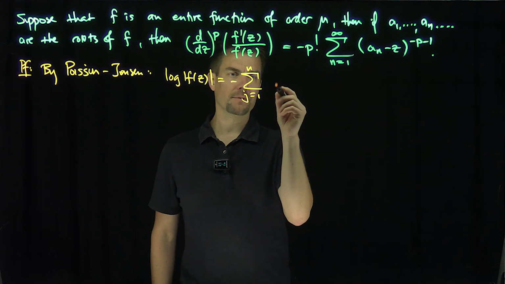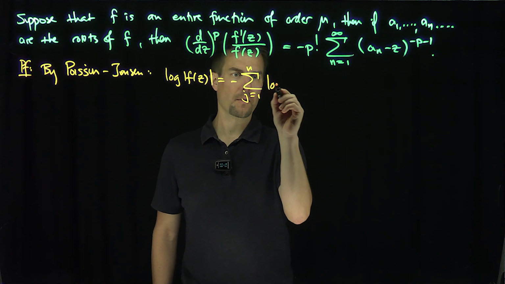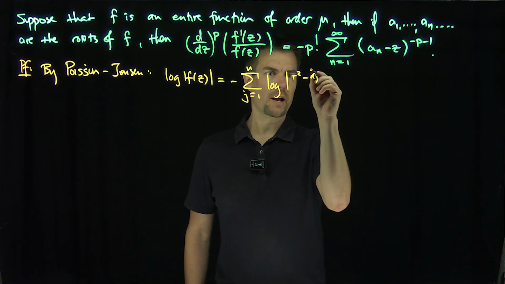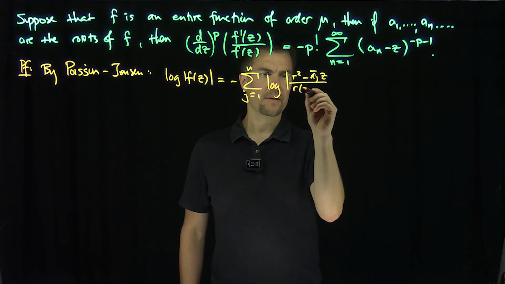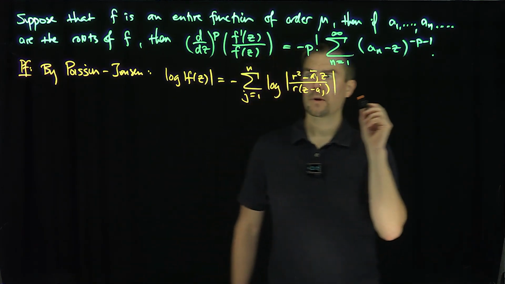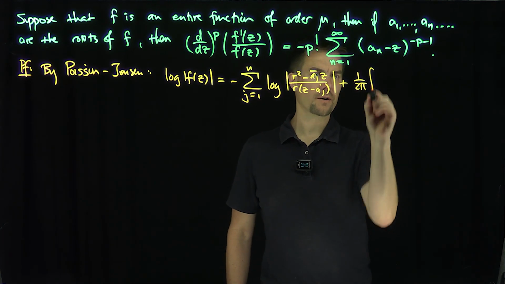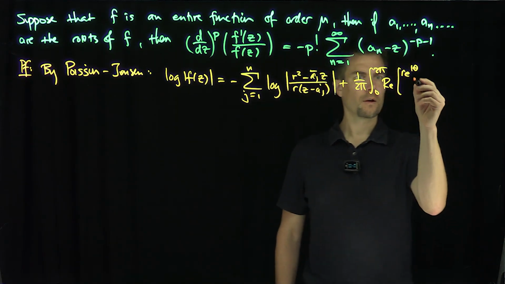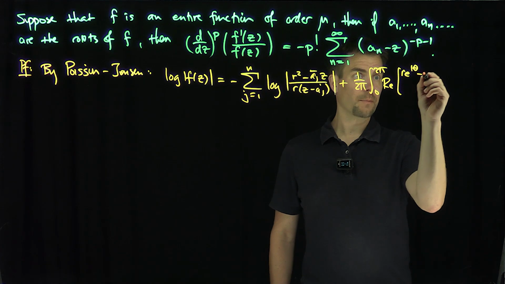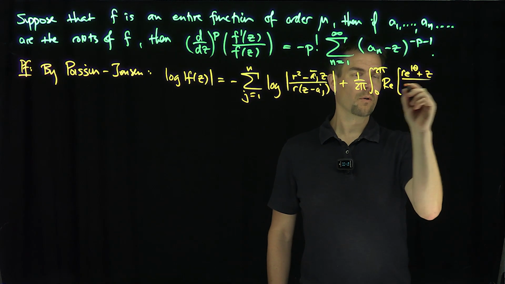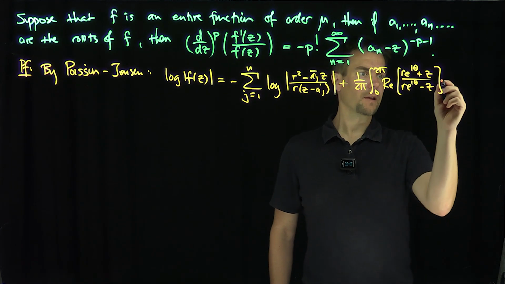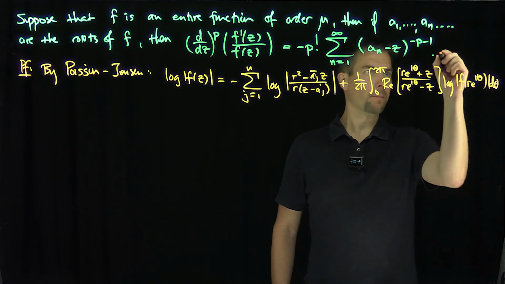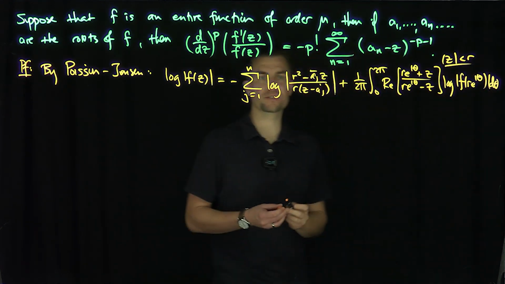And then we'll have just the log of r squared minus aj bar z over r times z minus aj, like that. And then plus the Poisson kernel part, 1 over 2 pi, integral from 0 to 2 pi of the real part of r e to the i theta plus z over r e to the i theta minus z, and then the log of modulus f of r e to the i theta d theta, right? And so modulus of z here is less than r. Okay, that's the Poisson-Jensen formula.